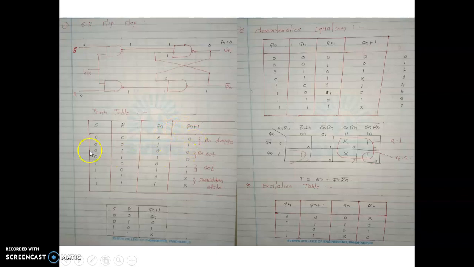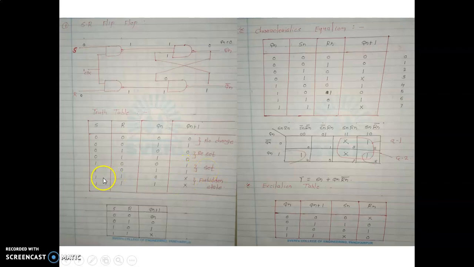So similarly, for the next case we can assume S equal to 0, R equal to 1, Qn as 0, then Qn as 1. Then in both cases we will get the next state as 0. So if 0 is there, we can consider it as a reset. Then for the third case, S equal to 1 and R equal to 0. Then again assume Qn is 0 and Qn is 1. So in both cases we get the output as 1. So for 1 we can consider set.